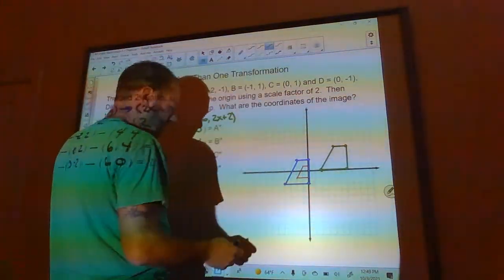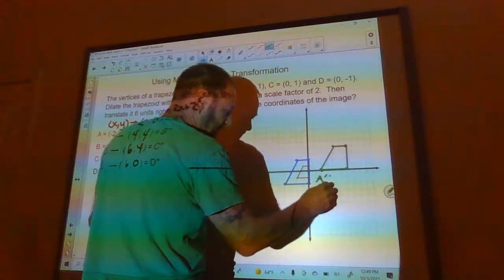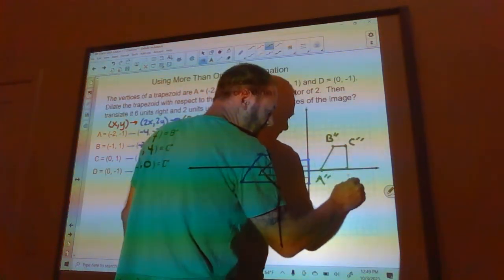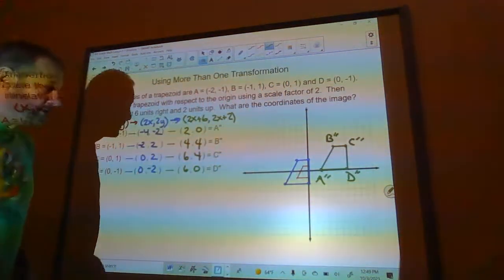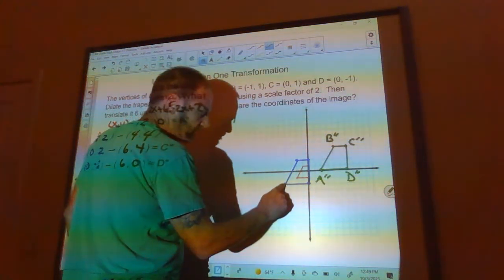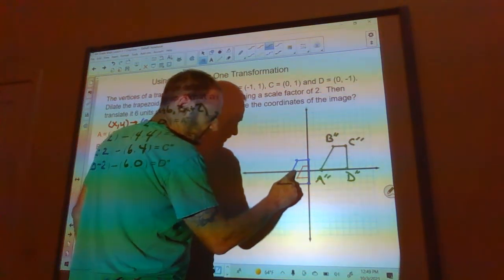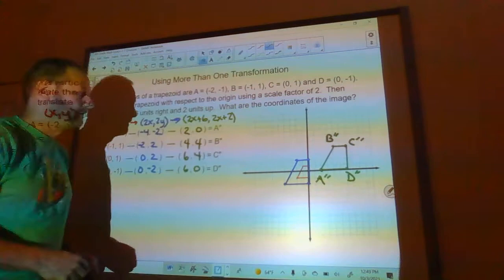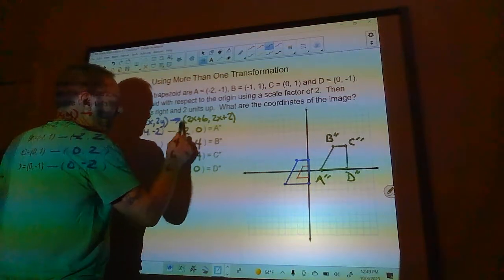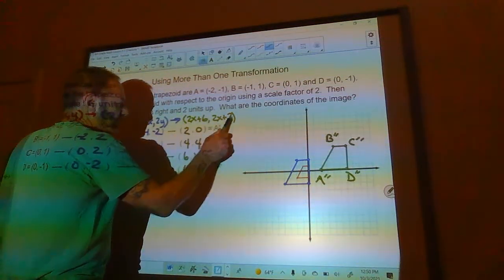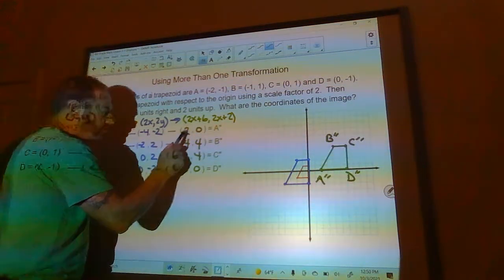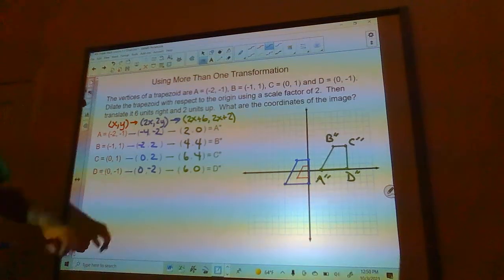So let's see, this would be A double prime, this would be B double prime, C double prime, and D double prime right here. So we enlarged this thing to twice as big, and then we moved each point up two and to the right, 1, 2, 3, 4, 5, 6. Now, if you used this mapping right here, if you actually use the 2x, it would take you directly from here all the way over to here. You'd kind of skip this step in between.